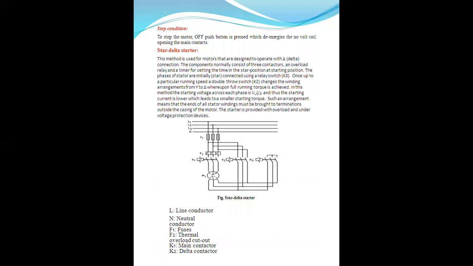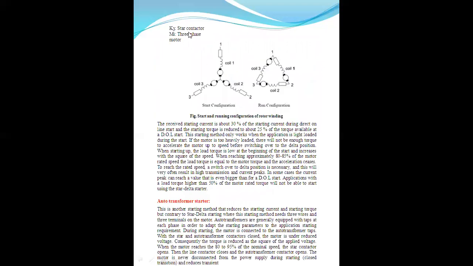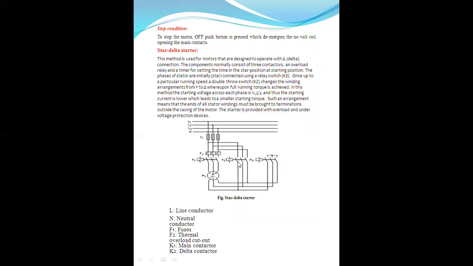Another is the star delta starter. This is the general pictorial view of a star delta starter, where L stands for line conductor, N stands for neutral conductor, F1 is the fuses, F2 is the thermal overload cutout, K1 is the main contactor, K2 is the delta contactor, K3 is the star contactor, and M1 is the three-phase motor. That is all we have seen: K1, K2, K3, F1, F2, M1, L1, L2, L3, and the neutral.